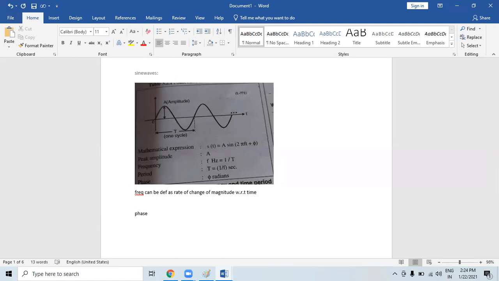Change of signal magnitude in a short time span corresponds to high frequency. Change of signal magnitude over a long time span corresponds to low frequency. A signal which does not change at all has zero frequency. Example, such a signal is DC, direct current signal. The signal that changes instantaneously has an infinite frequency. Example, delta signal or impulse.